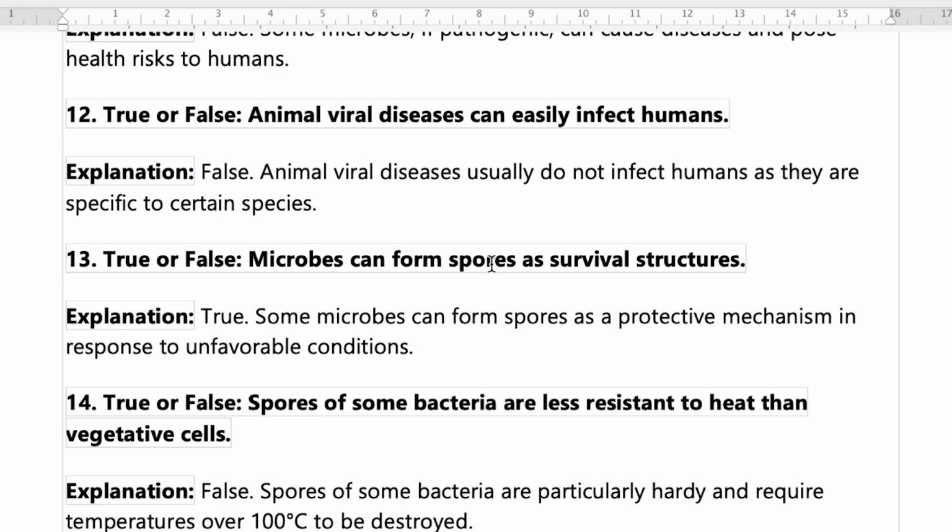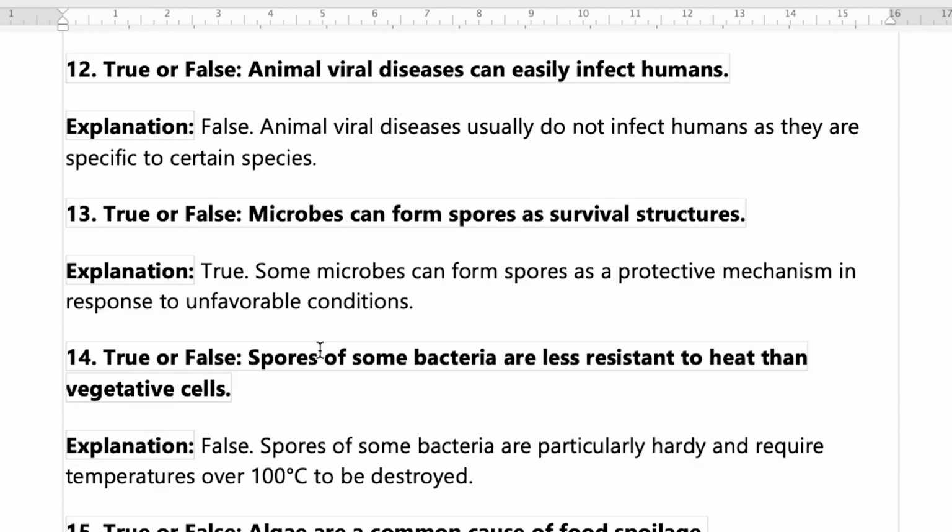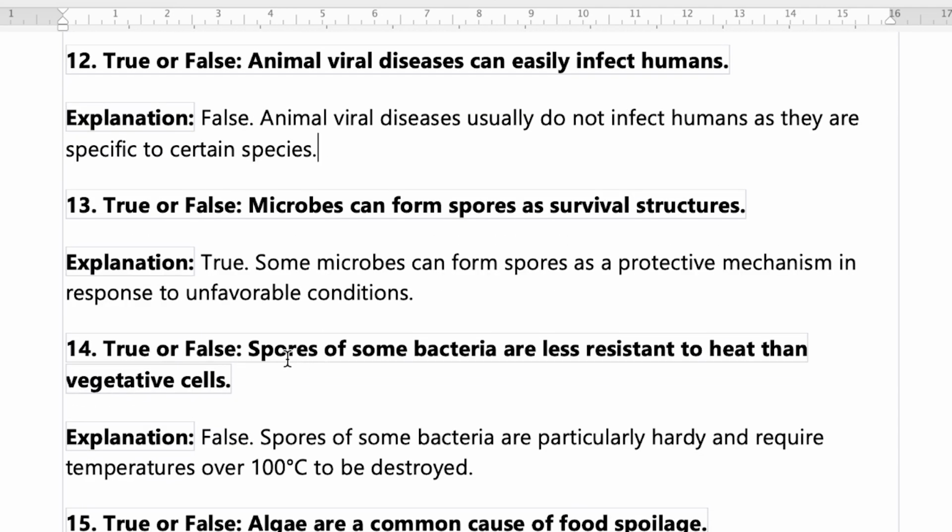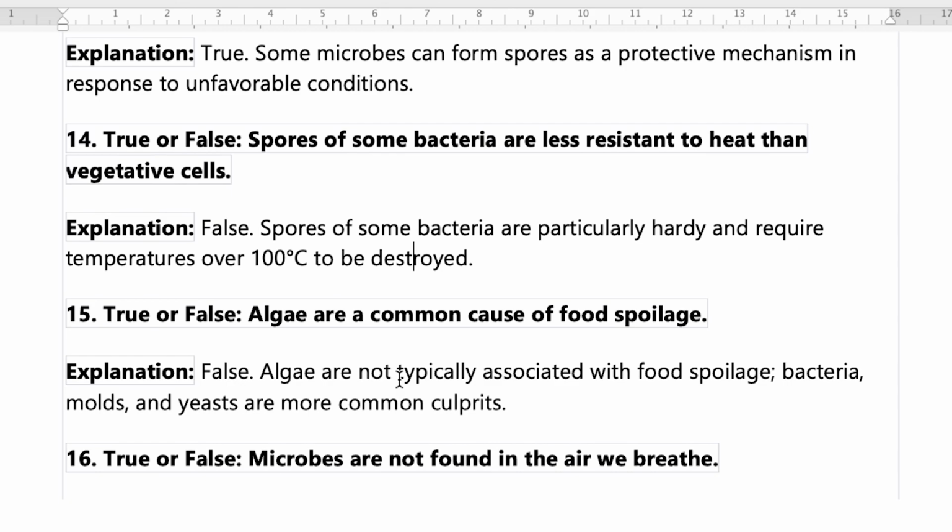Okay, so they can form a protective shield to survive through unfavorable conditions. Number fourteen, spores of some bacteria are less resistant to heat than vegetative cells. It is not less resistant, it is more resistant because it's stronger, the spores, as we already know.